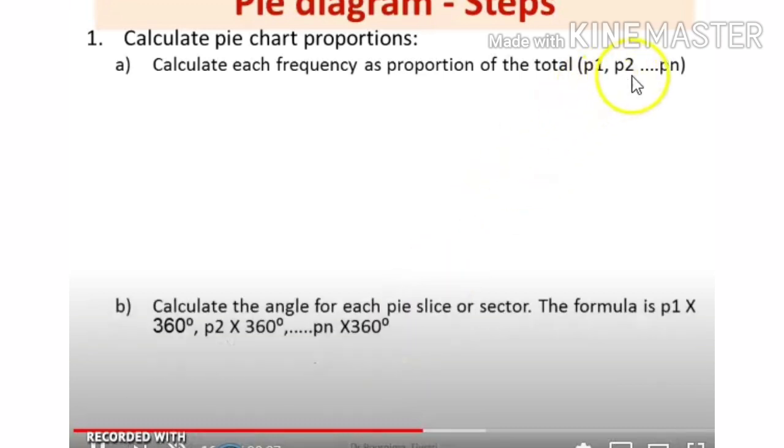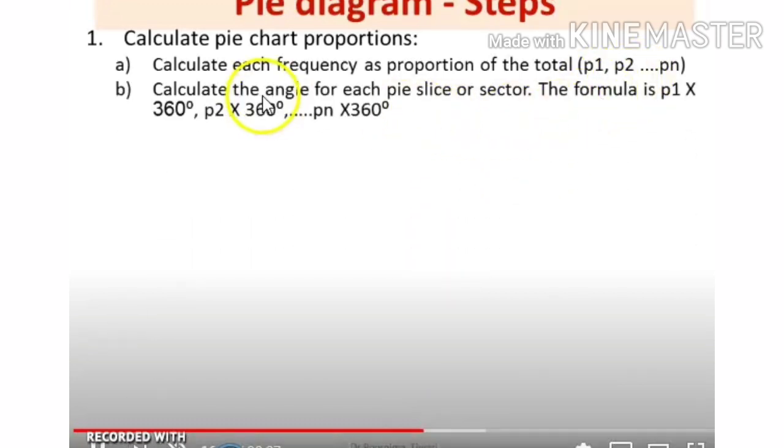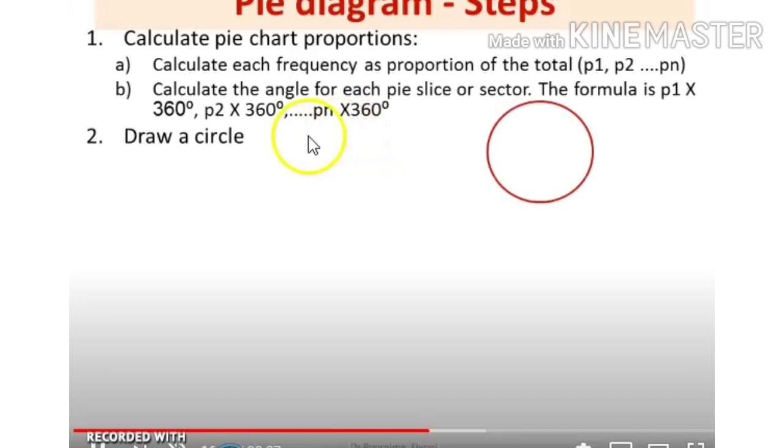So P1, P2, up to Pn. Then calculate the angle for each pie slice or sector. The formula is P1 into 360 degrees, P2 into 360 degrees, and up to Pn into 360 degrees. So like that we are going to calculate.